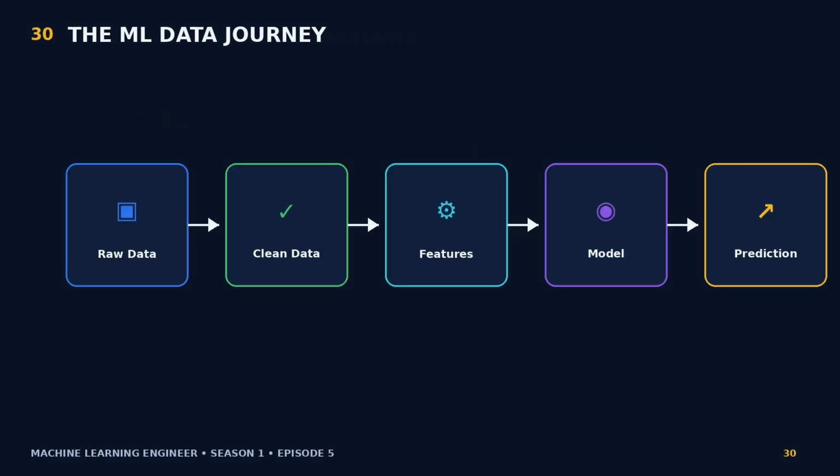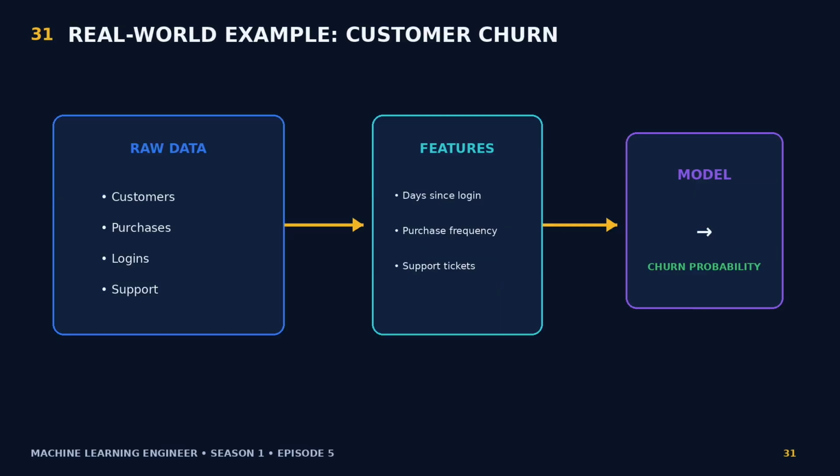You can think about the ML data journey like this. We start with raw data, we clean and validate it, we transform it into useful features, the model learns from those features, and finally it produces predictions. Every step matters. Let's connect everything with our customer churn example.